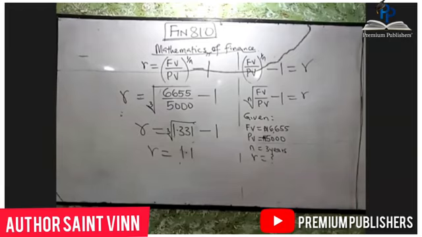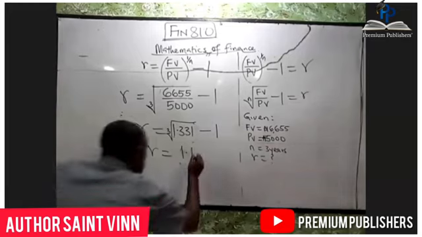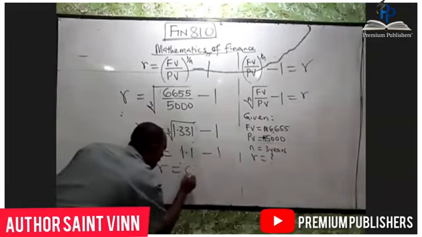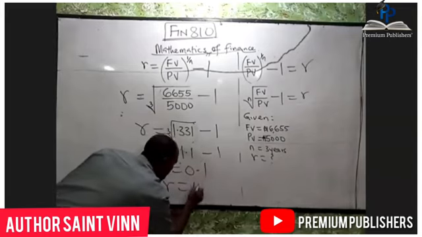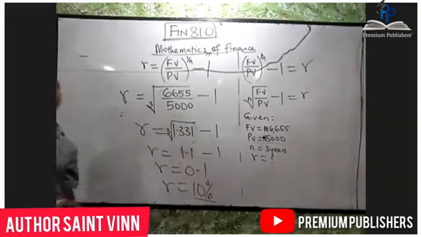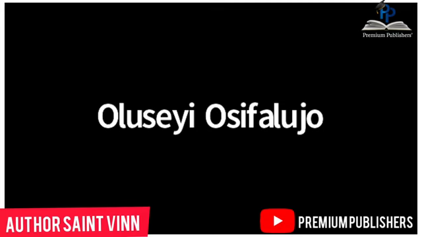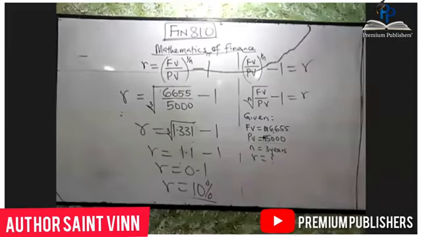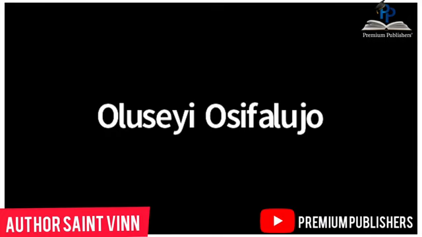Are we there now? Our calculator should do a good job. R is 0.1 and R is what? 10%. When you multiply 0.1 times 100, it will give us 10%. So that's how to find rates.